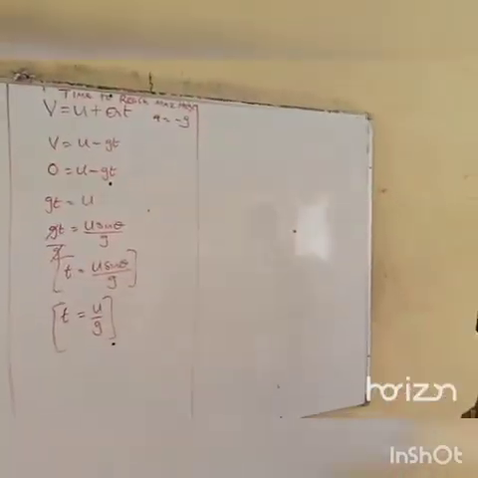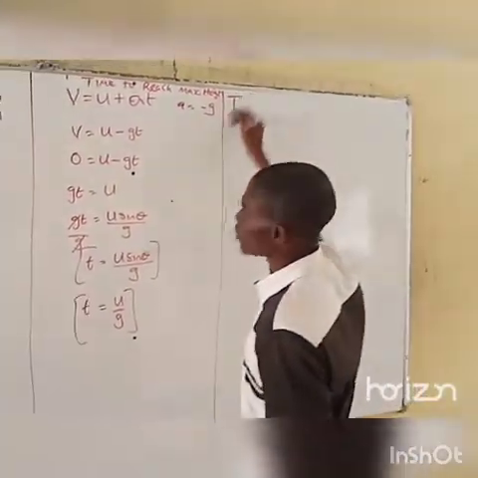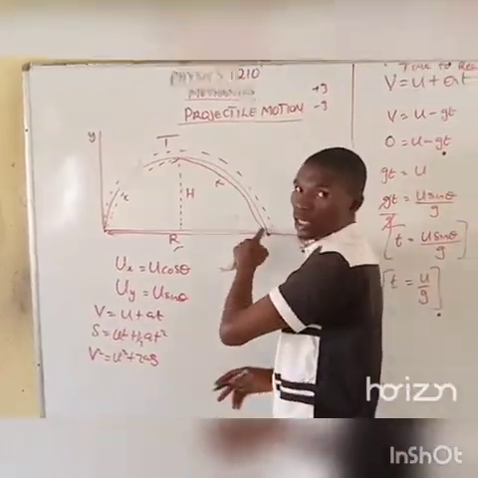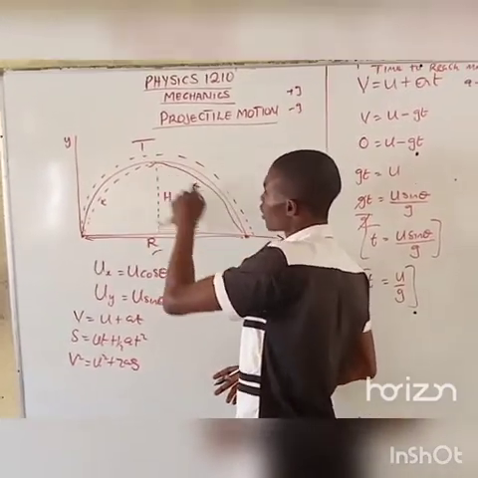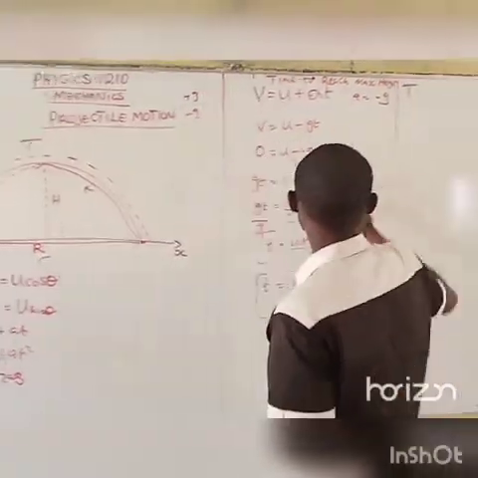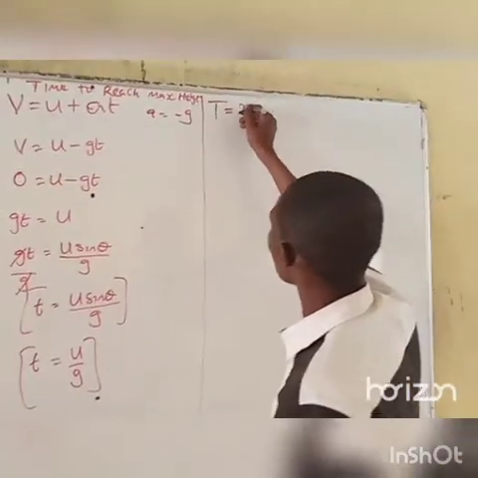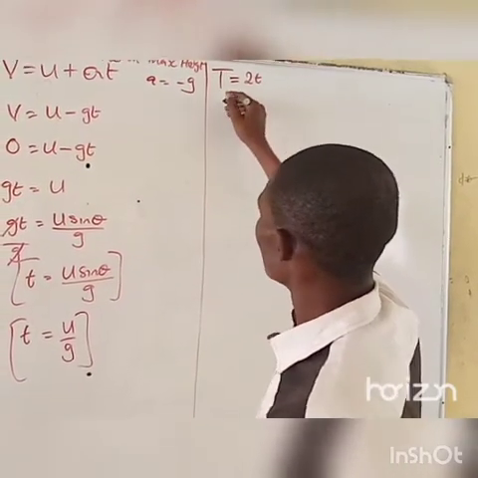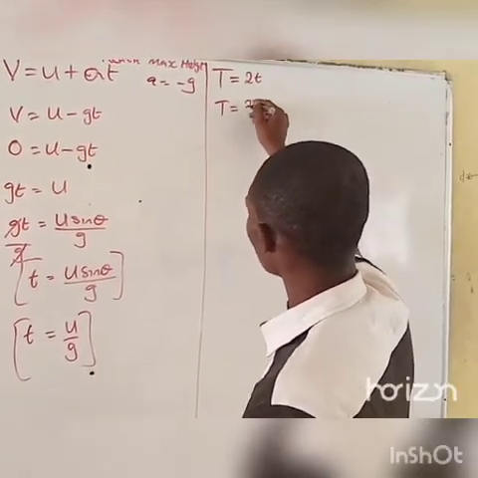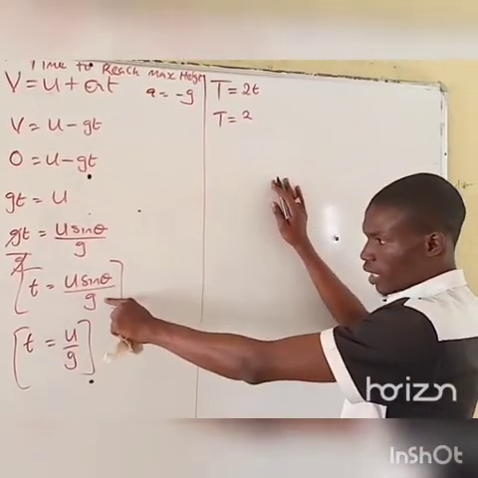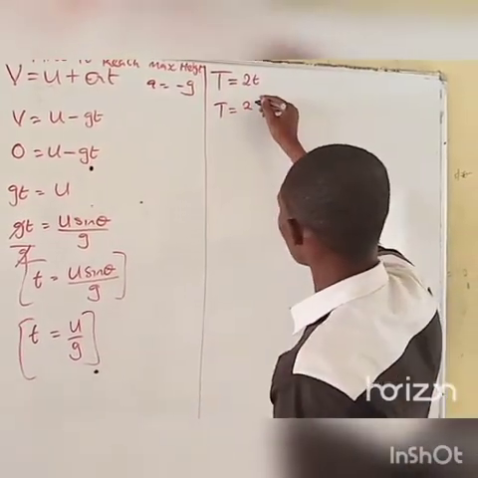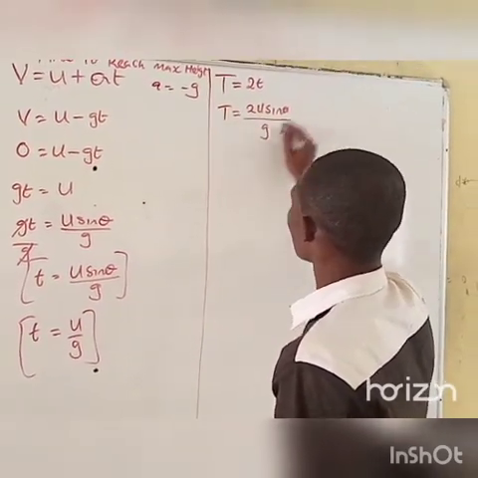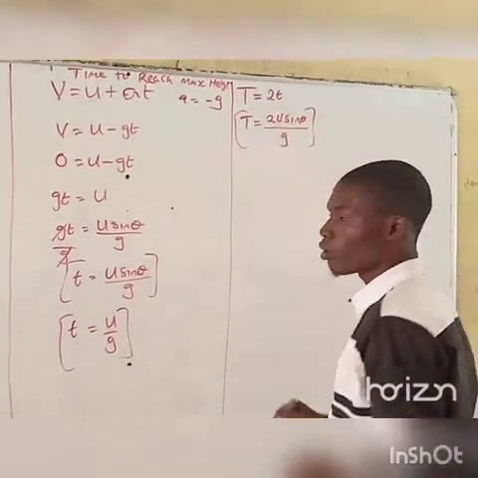So now let's look at time of flight. Recall, time of flight is the time taken from here to here and also from here to here. So from here to here we have small t, and from here to here we have another small t. So we can say capital T is equal to 2 small t. So T is equal to 2 times u sin theta over g. So this is our time of flight.